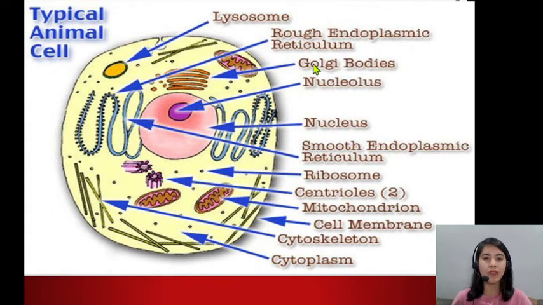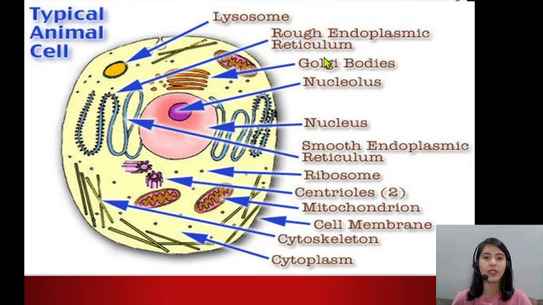Next, we have the Golgi bodies or the Golgi apparatus, itong color orange. Next, we have the nucleolus, itong color violet. And then yung mas bigger sa kanya, itong color light pink, is the nucleus.